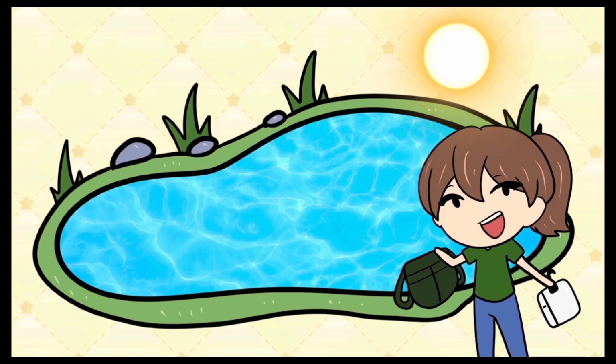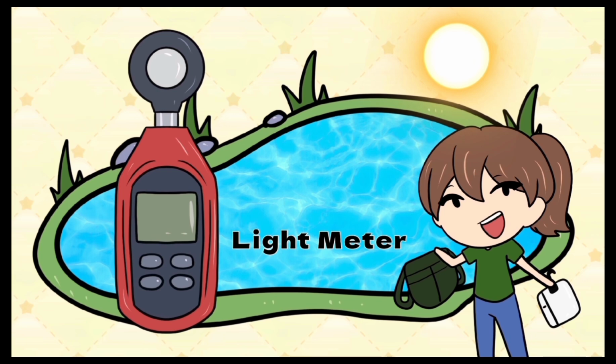In measuring the light intensity, a light meter is used. Turn on the light meter and expose the instrument to the source of light. Then wait for 1 minute and record the reading. Perform 3 trials to ensure accuracy of the data and calculate the average value.